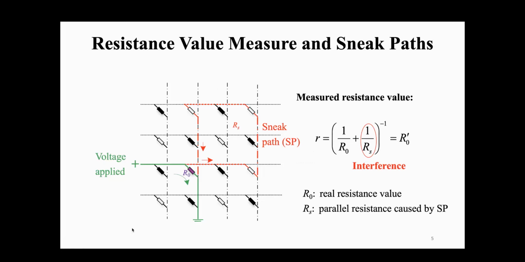A sneak path is an undesirable path in the memory array during data reading. It originates from and returns to the selected cell for reading and traverses horizontally and vertically through low resistance cells. Therefore, it produces interference to the selected cell by reducing the reading resistance.